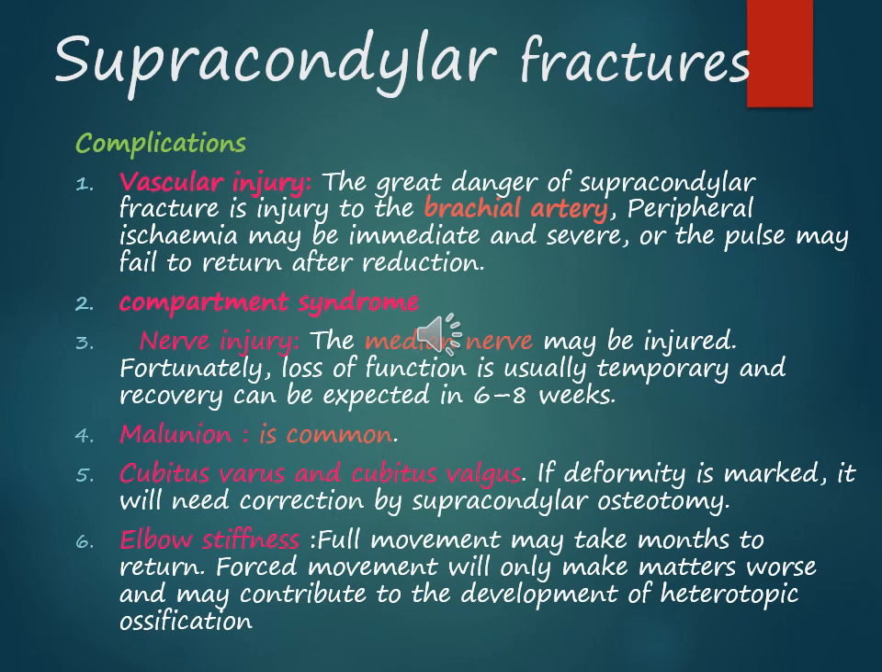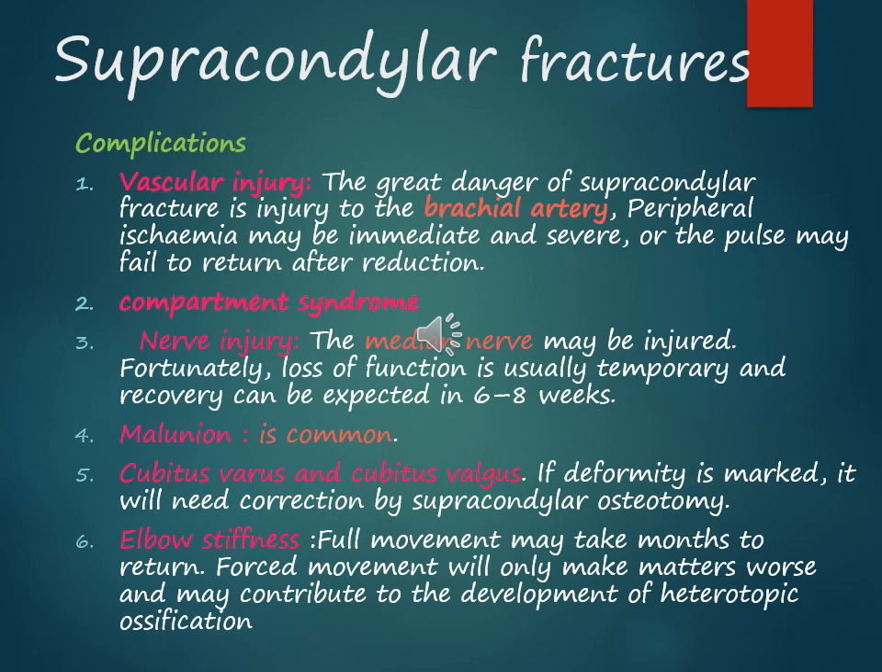These are the possible complications of supracondylar fractures. As we said before, neurovascular injuries can happen with injuries to the brachial artery and injuries to the nerves. Any nerve can be affected here, but the most common is the anterior interosseous nerve. But when you assess the child clinically, you need to check for all the nerves, including the radial and the ulnar nerves as well. Compartment syndrome can happen, especially with severe displacement and severe swelling.